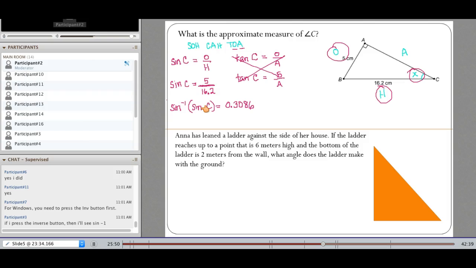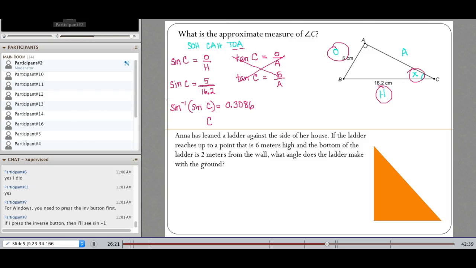Okay, so Will, good tip. He says press the inverse button first if you're using Windows. Yep. Okay, so that will be part of the challenge, figuring out your calculator. But you want to get sine inverse in your calculator, and sine inverse and sine are opposite operations, just like multiplication and division are opposite, or addition and subtraction are opposite. These undo each other. So what you're going to get on the left is just angle C, which is good, right? That's where we want to be going, because that's our question: we're trying to find angle C.